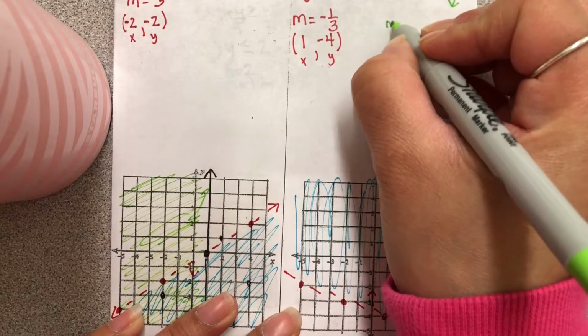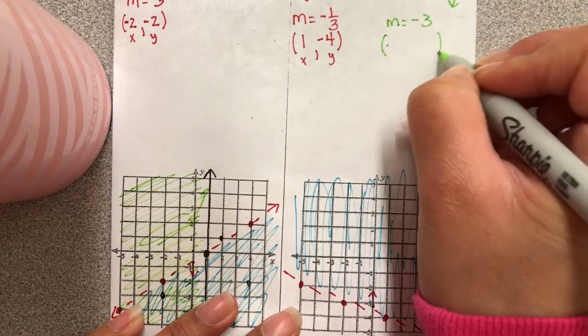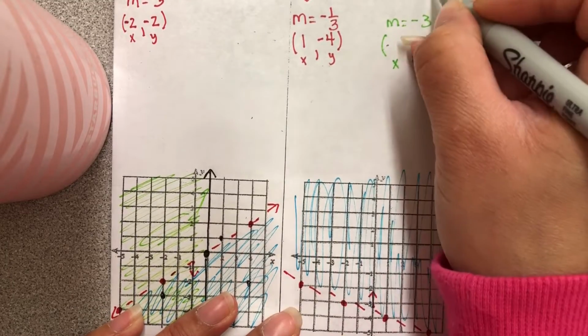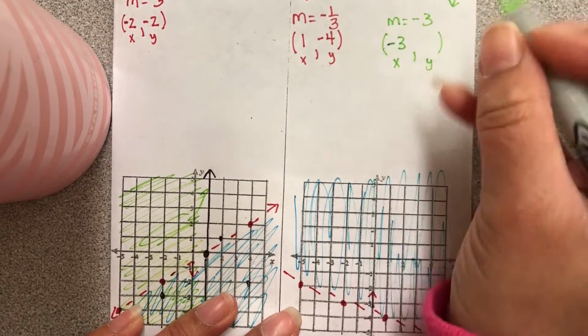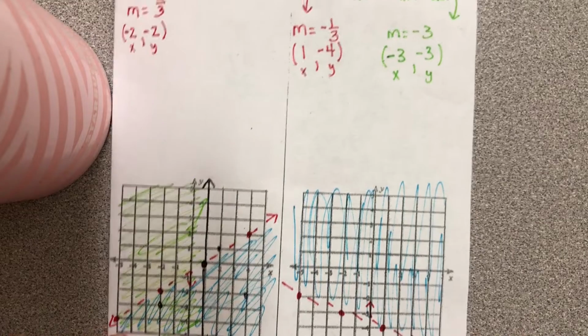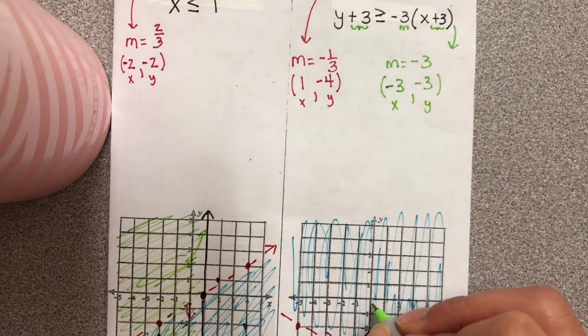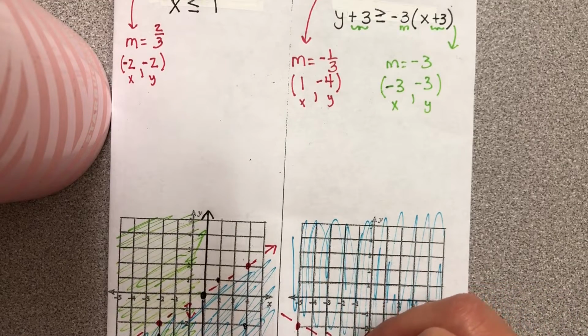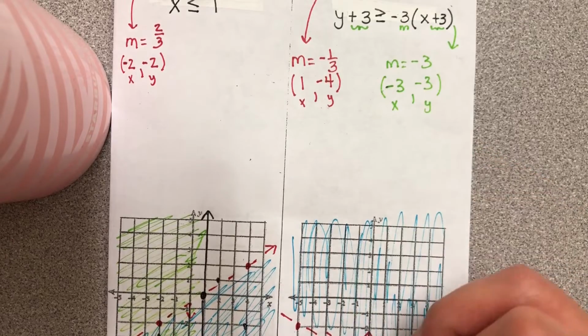The slope is -3. And the point, if I go to the x and take the opposite, it's going to be -3. If I go to the y and take the opposite, it's going to be -3. So that's the point that I'm going to plot first. -3, -3. Right there. And I'm going to do my rise over run.